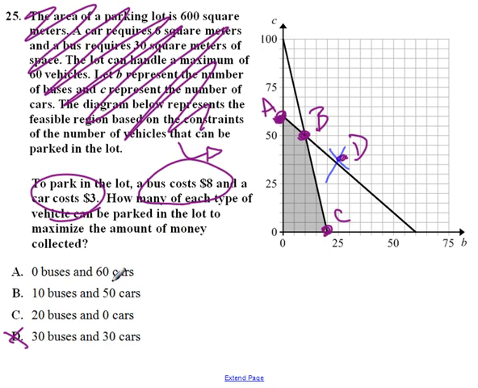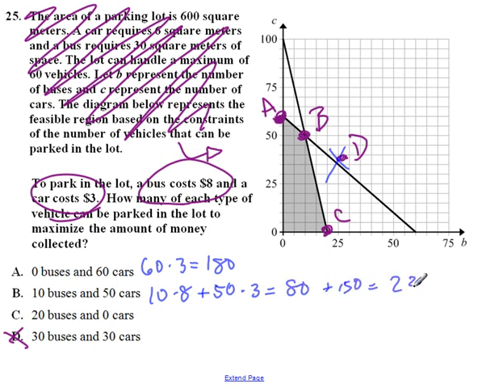So next we just want to find out how much money they are. 60 cars at $3 a car means we're going to make $180 there for choice A. Buses, we got 10 buses times 8 plus 50 cars times $3 a car. So what's that? 80 plus 150 gives us $230 for part B. That's not bad. It looks like it's more money than A, so A is out.